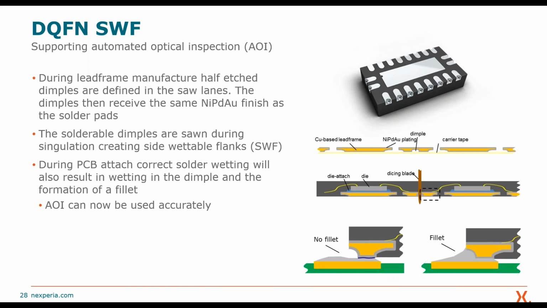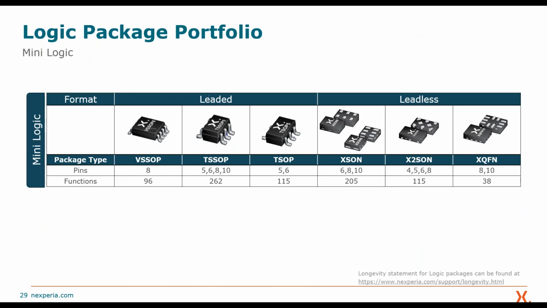And when the component is attached to the PCB, the correct solder wetting will also result in wetting in the dimple and the formation of a fillet. And this will allow the suitability for AOI. So this is how we achieve automated optical inspection. This is how we enable AOI for the DQFN packages. Can we go to the next slide?